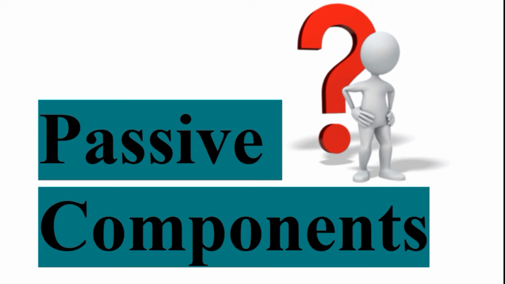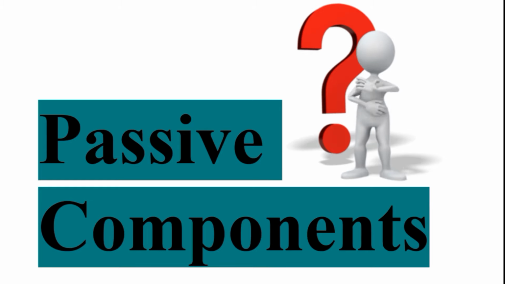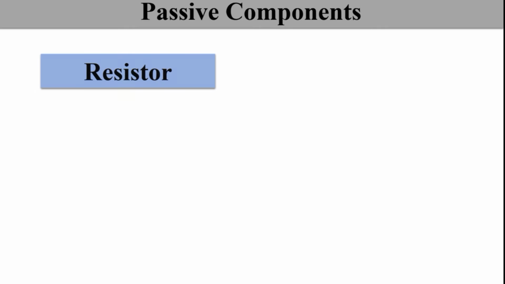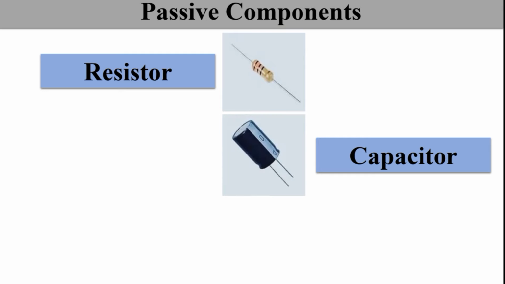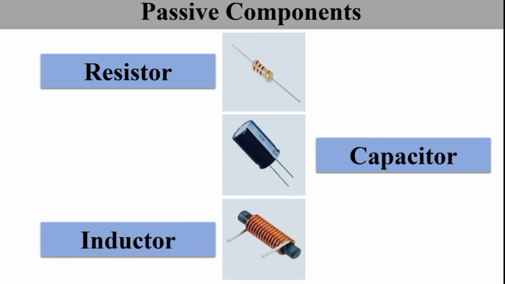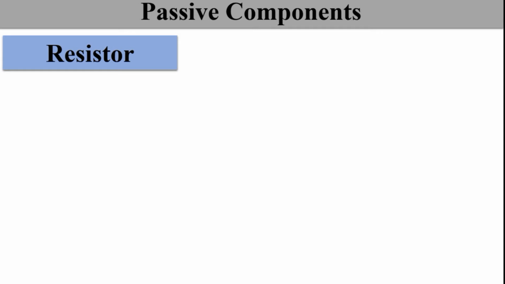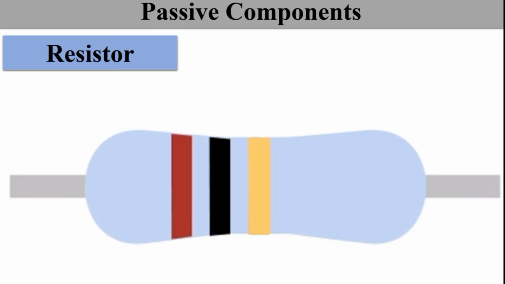So let's begin. Let's understand first passive components. We are going to see three major passive components in detail in this video. First is the resistor, second is the capacitor, third is the inductor. So let's understand one by one. Start with resistor. You can see the diagram of the resistor on the screen. This is how a resistor looks like.